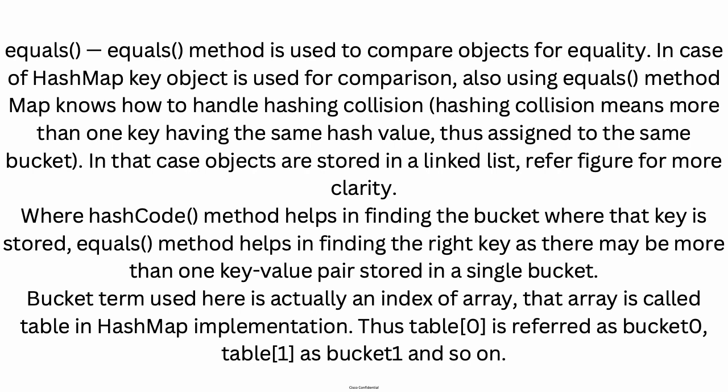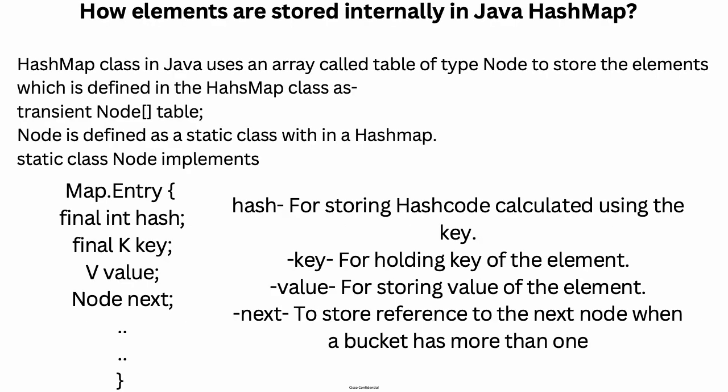Equal method helps in finding the right key, as there may be more than one key-value pair stored in a single bucket. So bucket is basically an area or index of an array, nothing else. How are elements stored internally in Java HashMap?